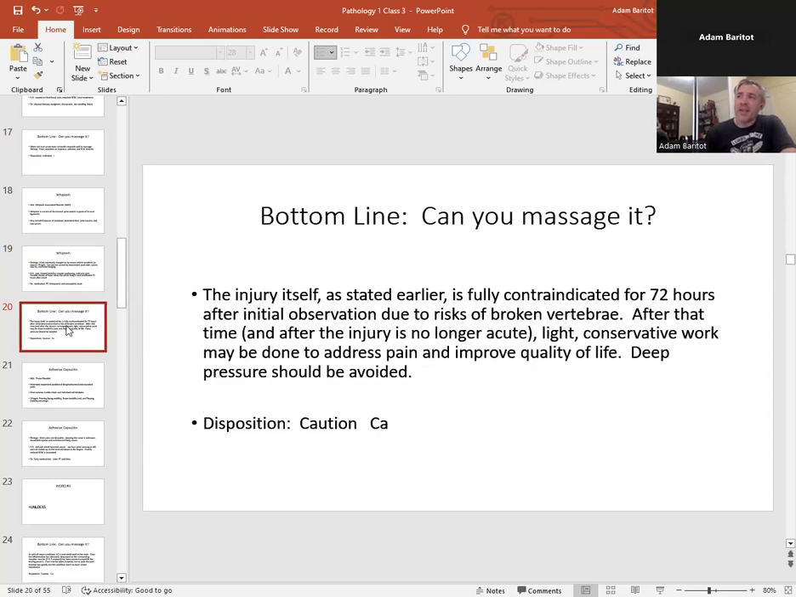Bottom line, can you massage it? As I stated, it's fully contraindicated for the first 72 hours. After that time, and after the injury is no longer acute, light, conservative work may be done to address pain and improve quality of life. This means effleurage. This means lighter sweeping. Deep pressure work should be avoided. The disposition technically classifies as a caution, but it's a special caution-y caution. You don't want to work on this until the tissue is actually ready for treatment.